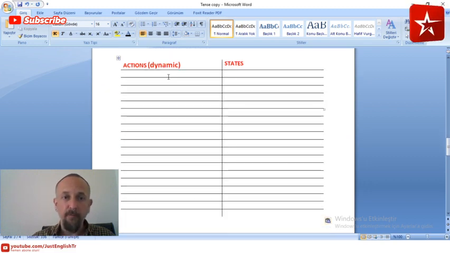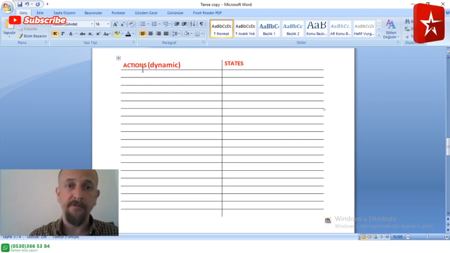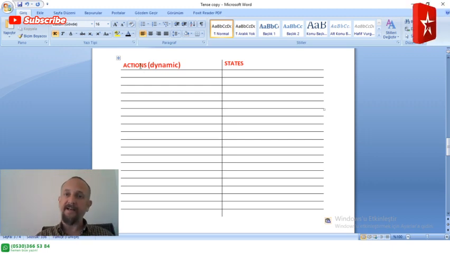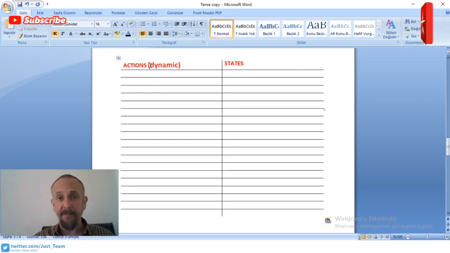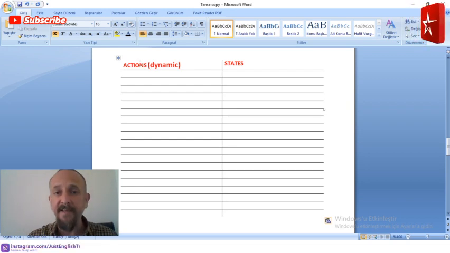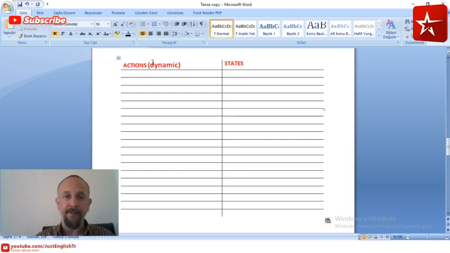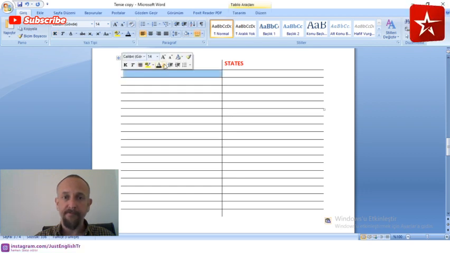So, when we talk about verbs which are actions, they're also known as dynamic verbs. It's not important that you remember them as being dynamic verbs. You can remember them as action verbs. But dynamic is a useful term that will come in handy a little bit later. So let's have a look at some examples of these.